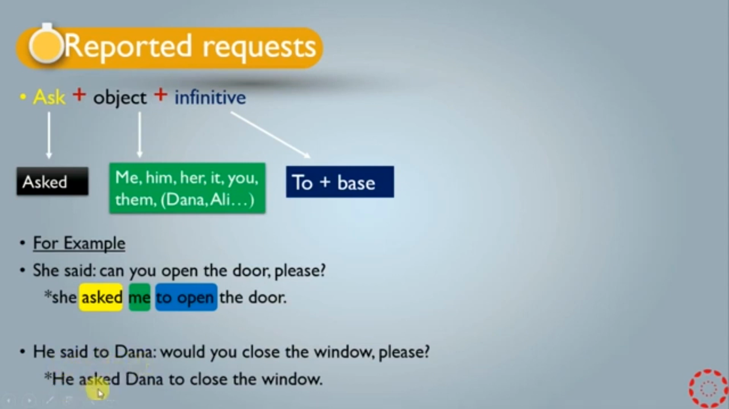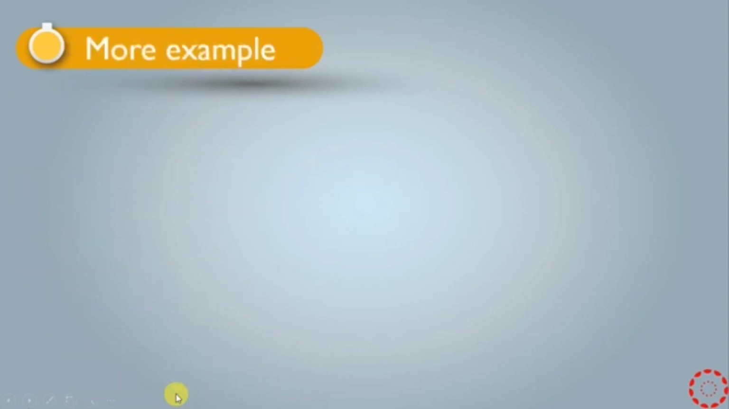So I'll write he asked Dana. I have he here, asked again, and after that we have an object, which is Dana, or a name. And after that, I have to write to plus base, which is the infinitive. Which one is a verb? Close. So it became he asked Dana to close the window. So again, I have asked here, and Dana, also an object, and to close, which is the infinitive. We have more examples about reported requests.